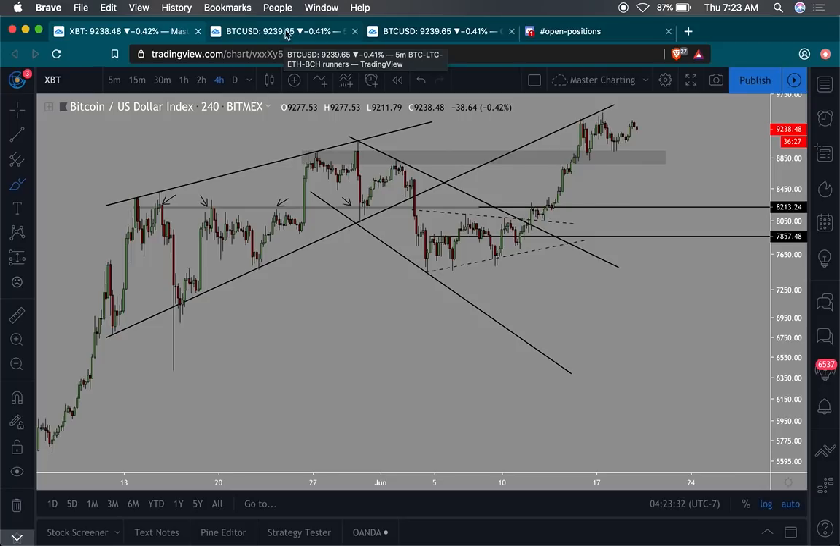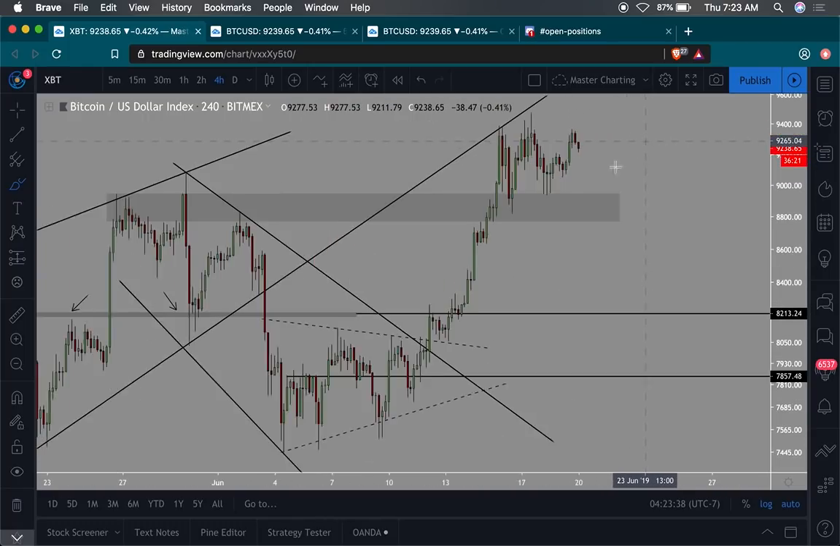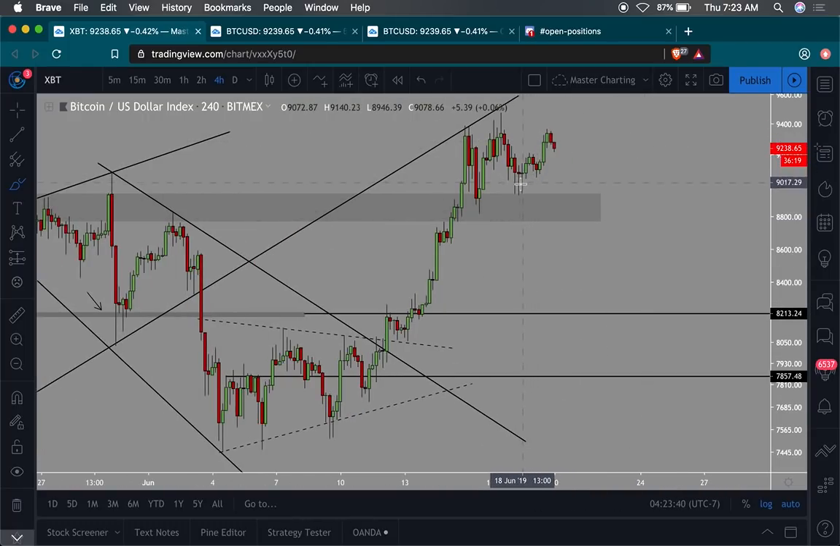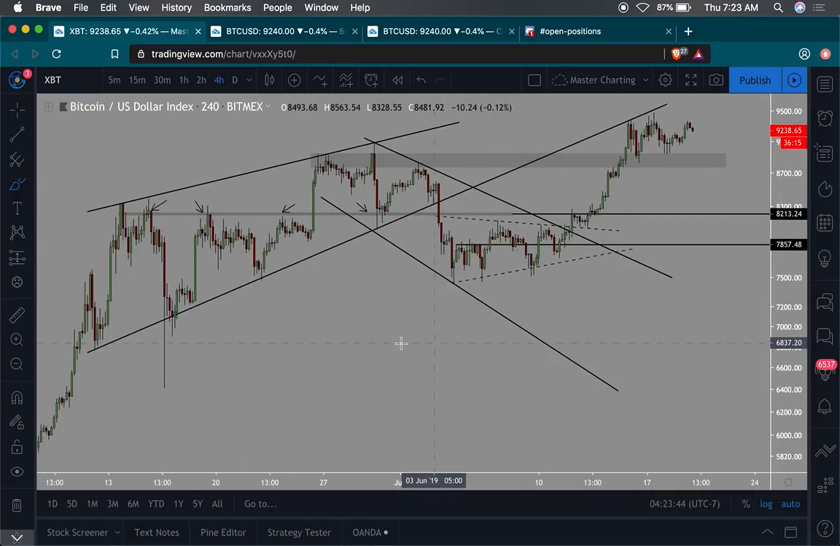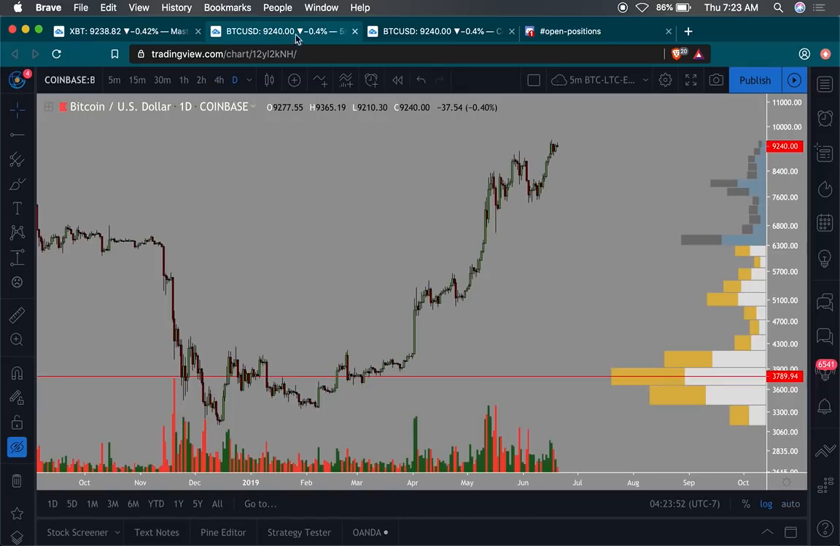So a couple of targets to keep in mind. Obviously, if you do buy here, you can set your stop maybe below the wicks of these right there. In my opinion, things are looking very bullish, but you can do your own thing however you want to trade this market. All right, now let me go on to something else.